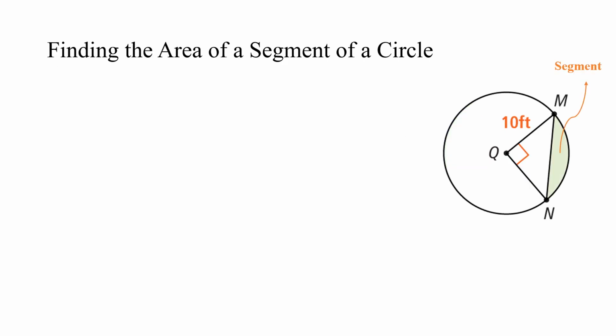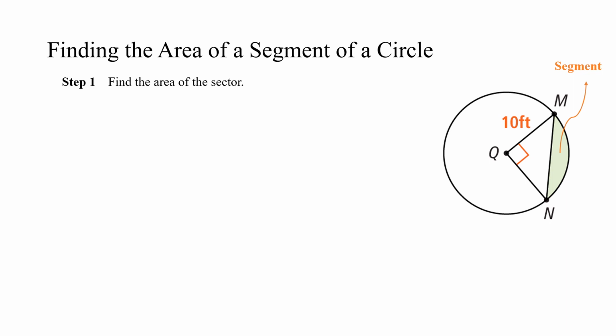Lastly, we need to cover segments. A segment, if we look at the diagram on the right, is the region bounded by the curve MN and the side of the triangle MN. And the way that we're going to tackle this problem is first we're going to try to find the area of the sector. Then we're going to find the area of the triangle. And then I'm going to subtract the area of the triangle from the area of the sector in order to find the area of the segment.